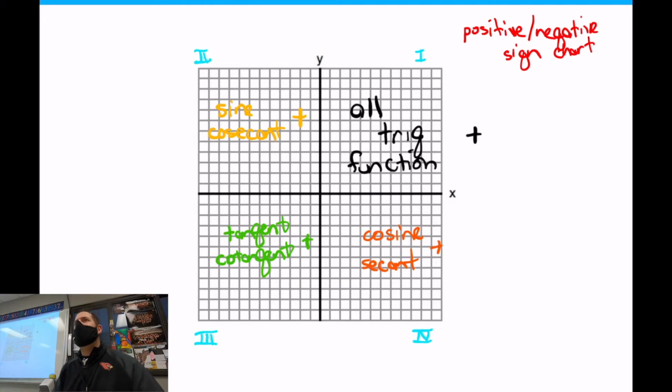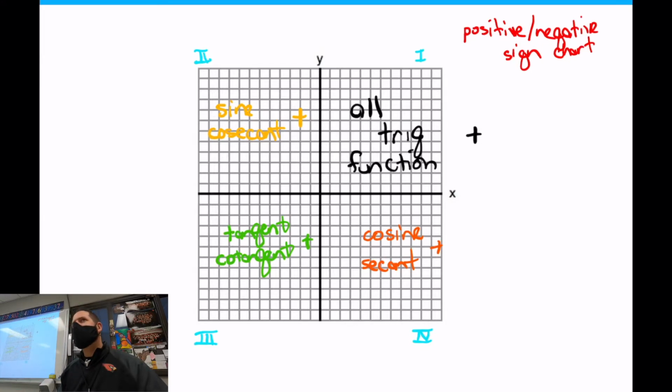Now, I do want to explain why. I'll just do it for the second quadrant today, just so you can see this. It'll kind of touch on pretty much everything we need to cover. But yeah, this is a positive and negative sign chart.